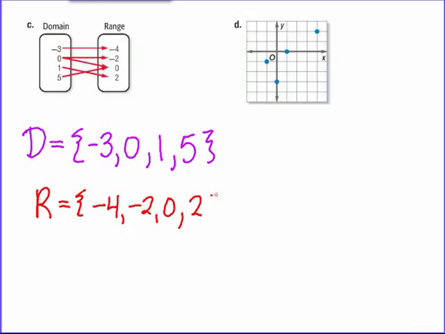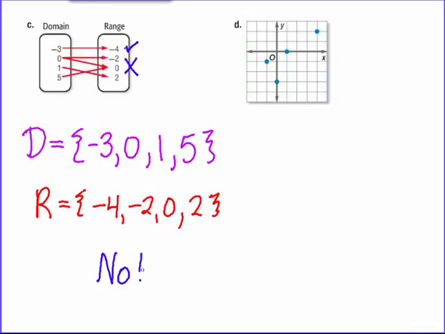Okay, so now I need to determine if this is a function. So if this is a function, okay, that means each element of the domain is paired with exactly one element of the range. So, is -3 paired with exactly one element in the range? Yeah. So this one works. Is 0 paired with exactly one element of the range? No, it's paired with how many? 2. So this one is no.